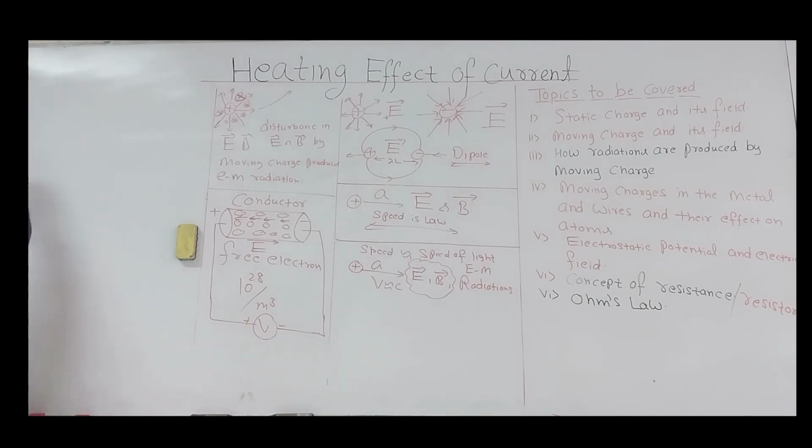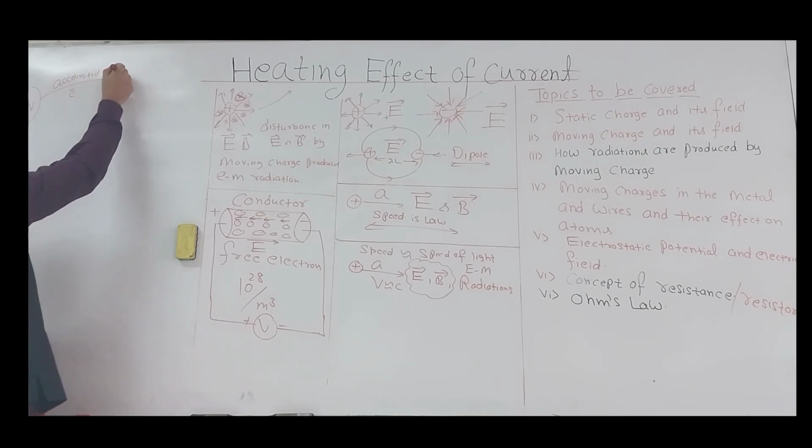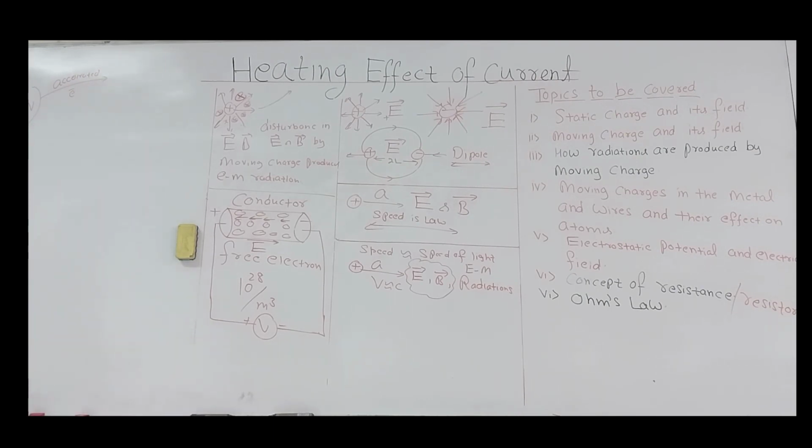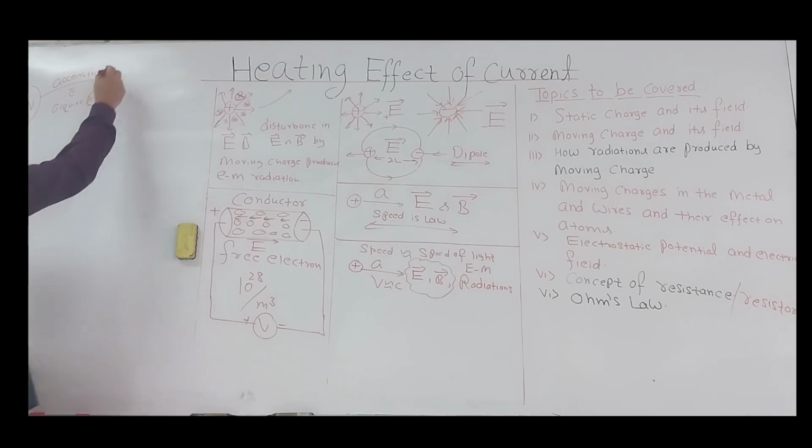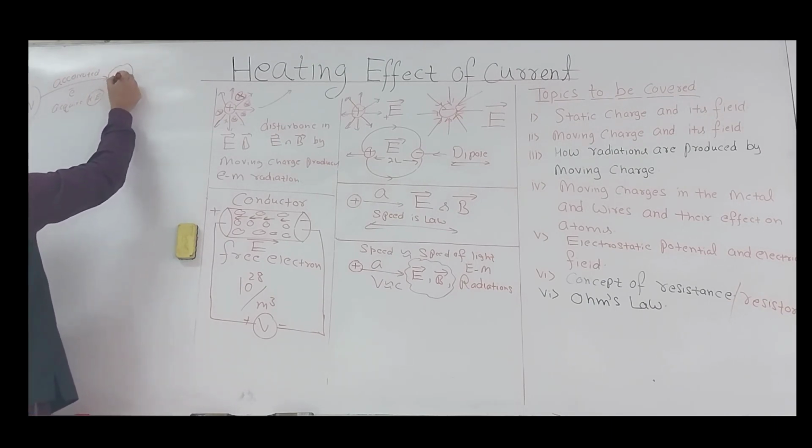So this electric field, or the potential, is accelerating the electron. You see, the electron is accelerated, and accelerated electrons acquire kinetic energy, right? And with that kinetic energy, they collide with the atom.